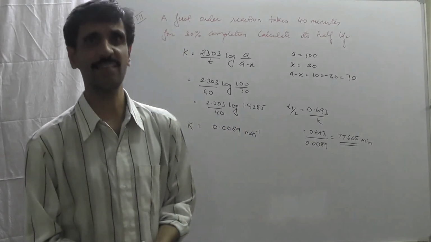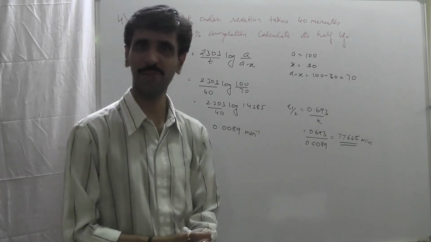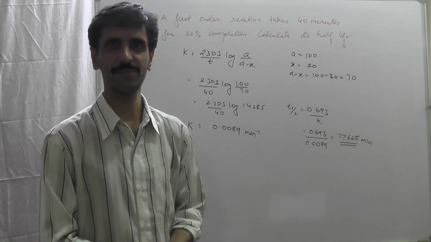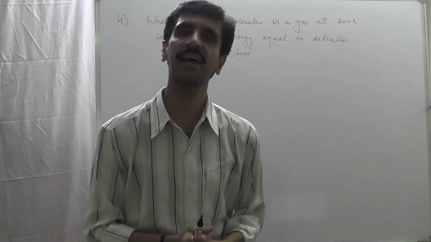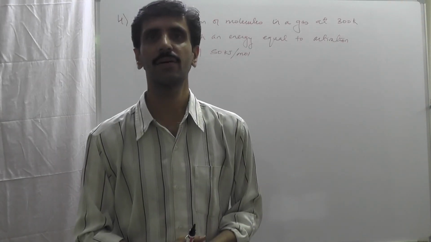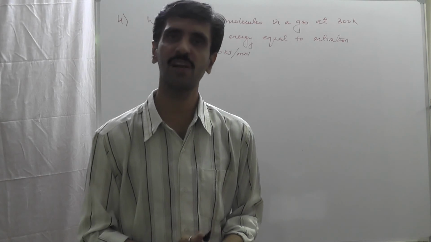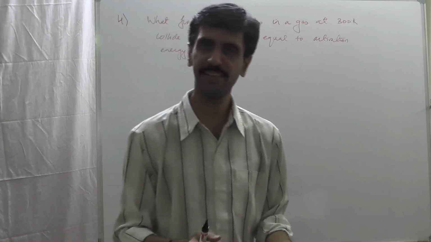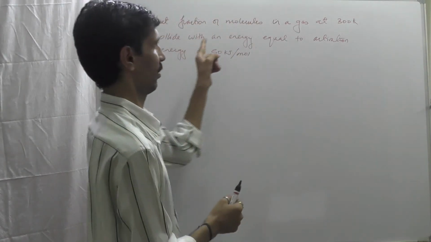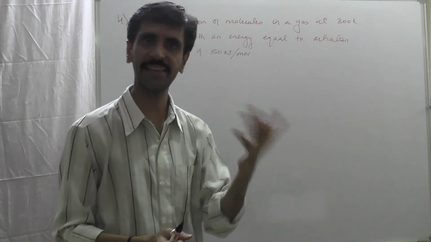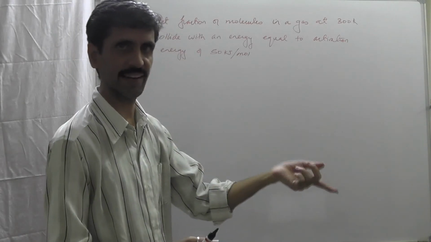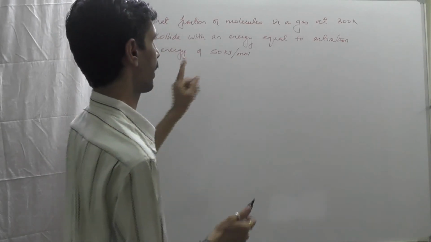Alright, so that is the way we calculate the half-life for this particular reaction. I hope you have understood this. Alright, my dear friends, we come to the last numerical, which has been included in part of your syllabus, and unsolved numericals I'm talking about. And that is about what fraction of the molecules in a gas at 300 Kelvin collide with an energy equal to the activation energy of 50 kilojoules per mole.